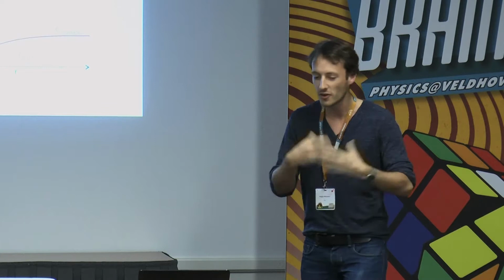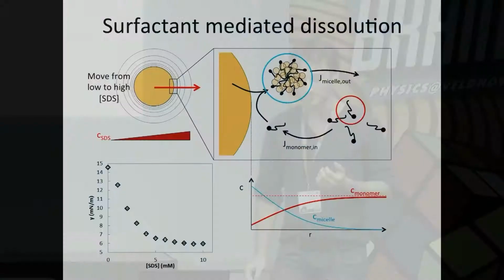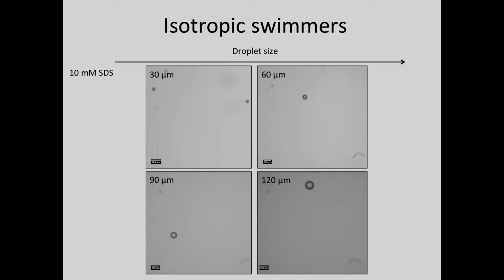Turns out, however, that there's some sort of funky hydrodynamic instability, and if this droplet moves a little bit, there is advection going from the front to the back of the particle that disturbs this symmetric concentration profile, makes an asymmetric SDS gradient, and these droplets swim in that gradient. They move from low to high SDS concentration. And what that looks like is this. These are just simple oil droplets slowly dissolving and as a consequence swimming in the surrounding medium.